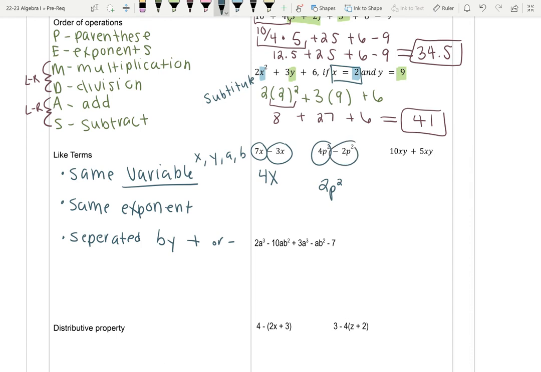And sometimes the letters will be together. So this is xy. So I have 10xy plus 5xy. That gives me 15xy.